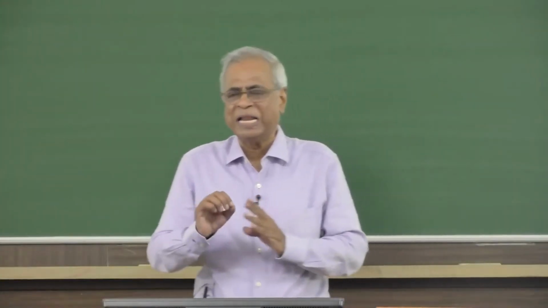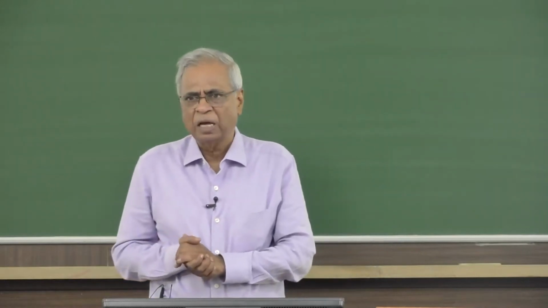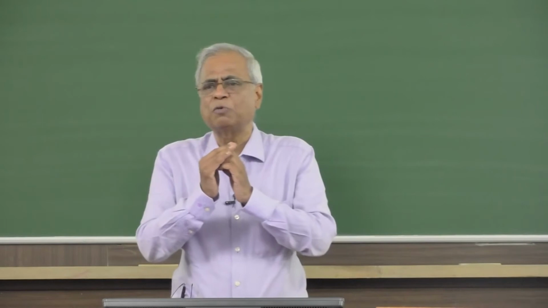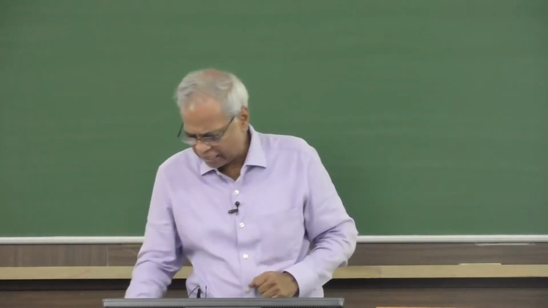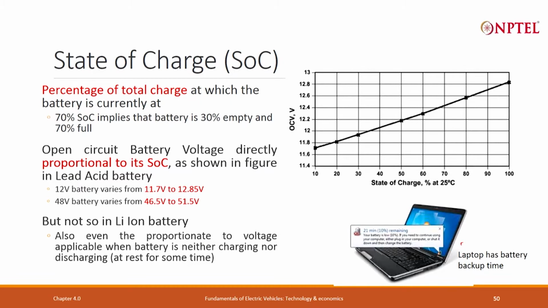When the current is 0 or nearly 0, you get an open circuit voltage, because if there is a certain current, the actual voltage will be less than the open circuit voltage. The voltage at any point is OCV minus the internal resistance multiplied by the current. So, it will depend on the current. If the current is 0, you get the voltage as open circuit voltage. For a lead acid battery, state of charge is linearly proportional to open circuit voltage. So, just measure the open circuit voltage, and you know the state of charge.